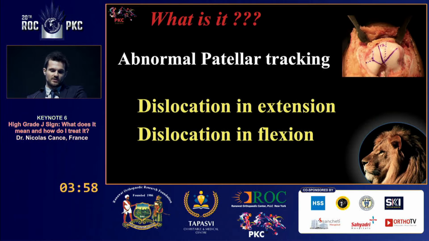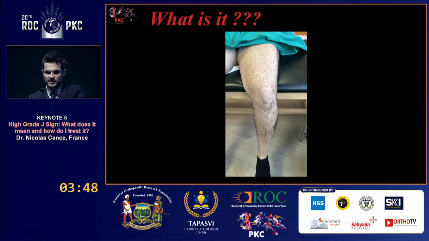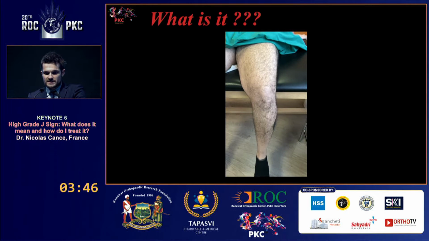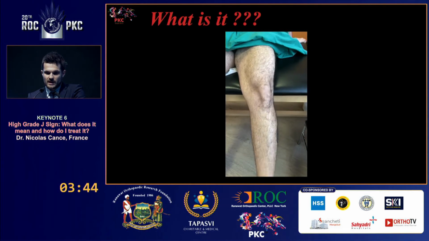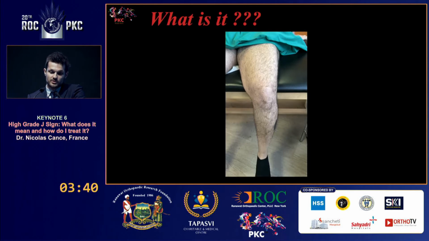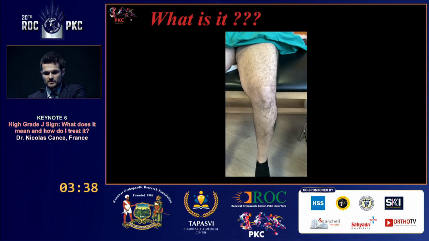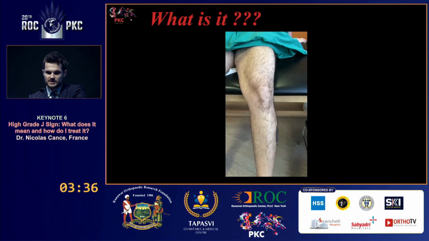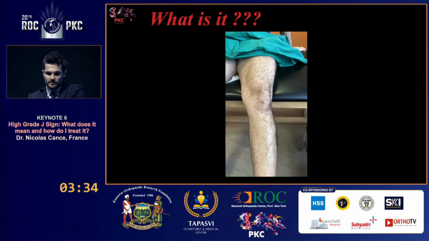But talking about G sign, we also have to talk about abnormal patellar tracking, which can be a dislocation in extension and a dislocation in flexion. If we look at this knee, we can see a real abnormal patellar tracking. It's not only a G sign, you don't just have a translation at the end of the extension, you really have an abnormal tracking.